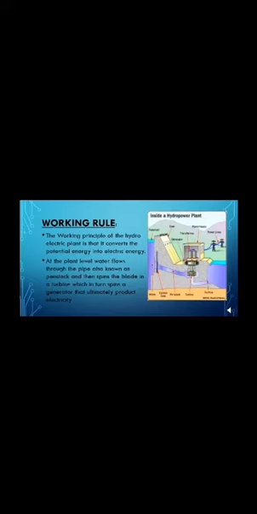Working principle. The working principle of the hydroelectric power plant is that it converts potential energy into electric energy. At the plant level, water flows through a pipe, also known as the penstock, and then spins the blades in a turbine, which in turn spins a generator that ultimately produces electricity. When water flows heavily, the turbine rotates and the current generates, and this current is passed to the generator and the light blinks.